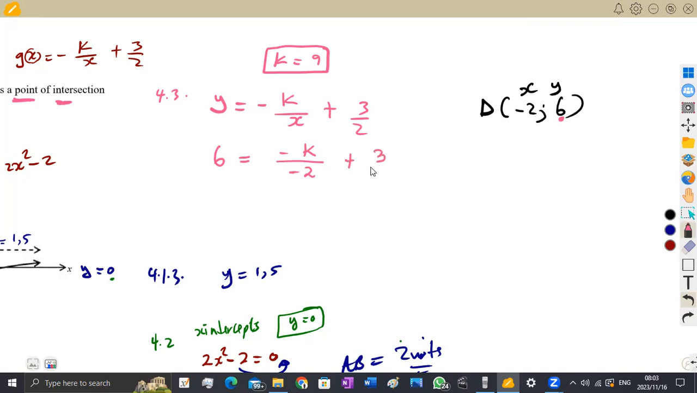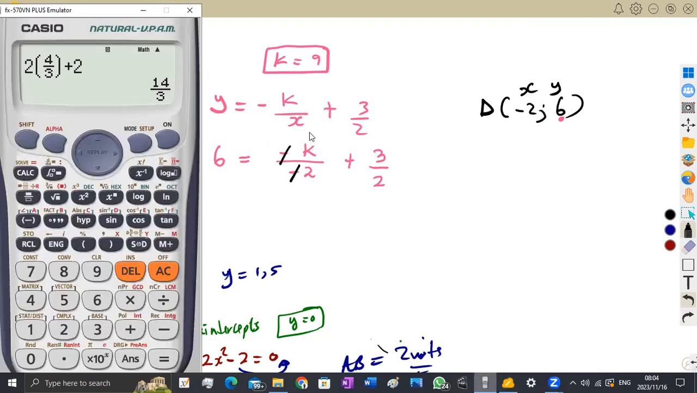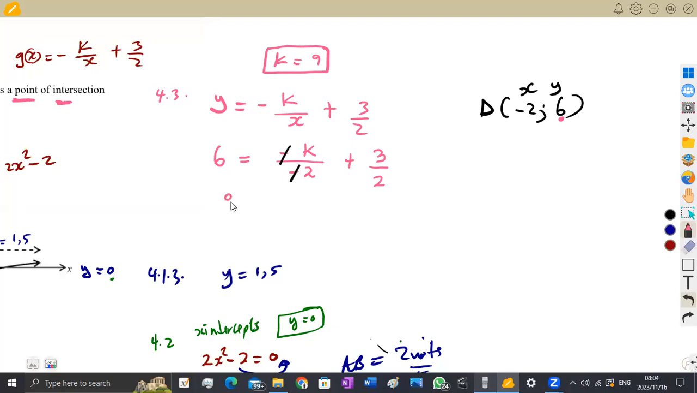plus 3/2. So as you can see here, guys, we've got a negative and a negative. So this will cancel. So that means we've got k/2, and we can even transpose the 3/2 to the other side so that it becomes a negative. So if we transpose this, what are we going to have? We are going to have it as a negative. So it's 6 minus 3/2 like this, which is going to give us 9/2. So that means we are going to obtain 9/2, which is equal to, here we are left with k/2.